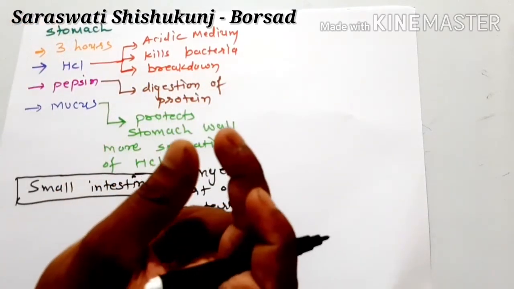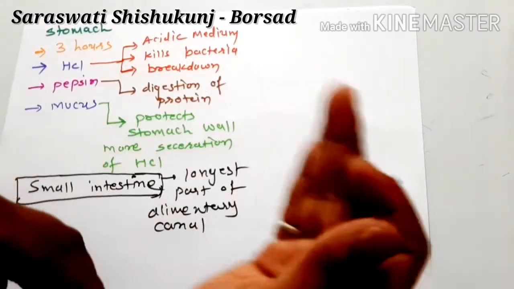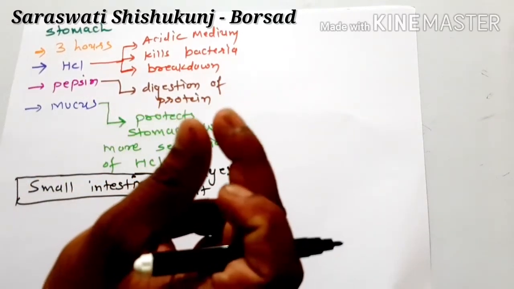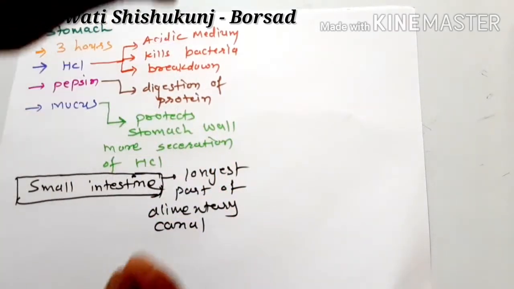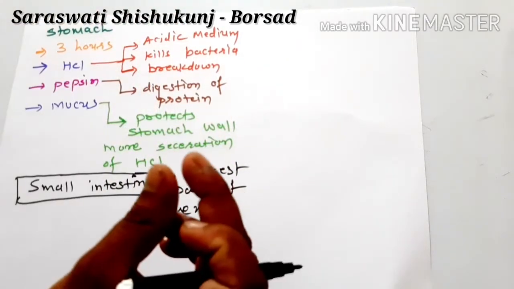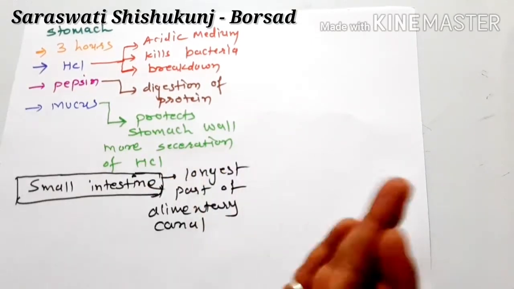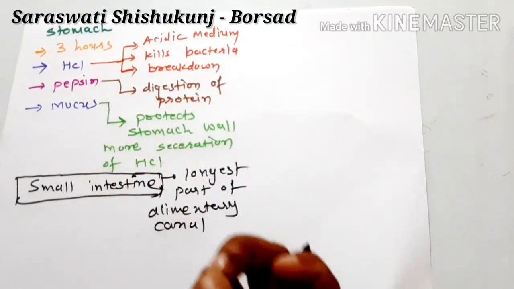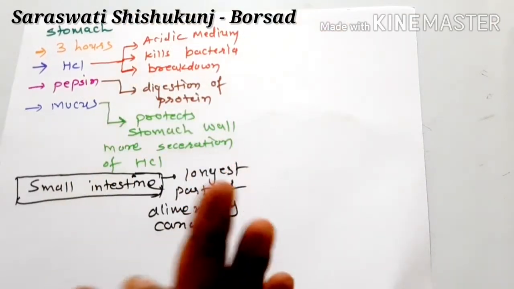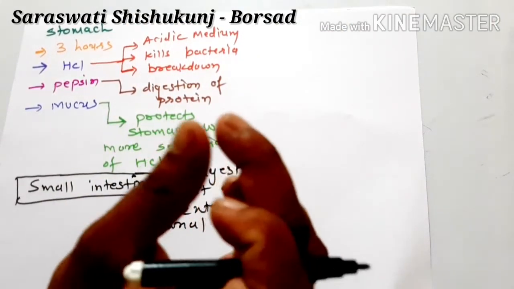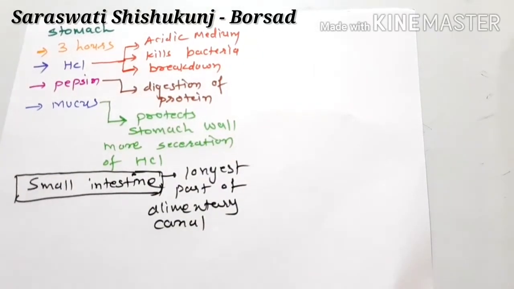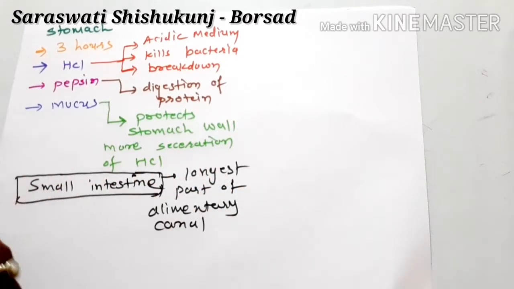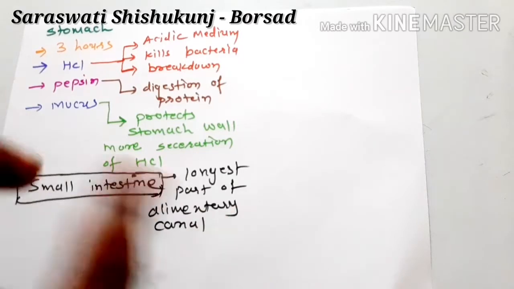we have the small intestine and the large intestine. In the small intestine, the width is less, so it is called small intestine. Even though its length is much more, its width is less. In the large intestine, the length is less, but its width, its diameter, is more, so it is called large intestine. The length of the small intestine may differ in different organisms, whether herbivorous or carnivorous.